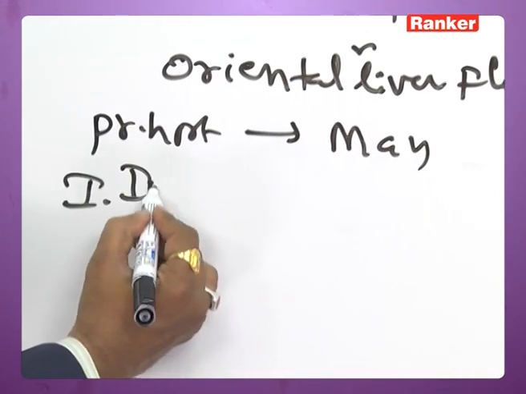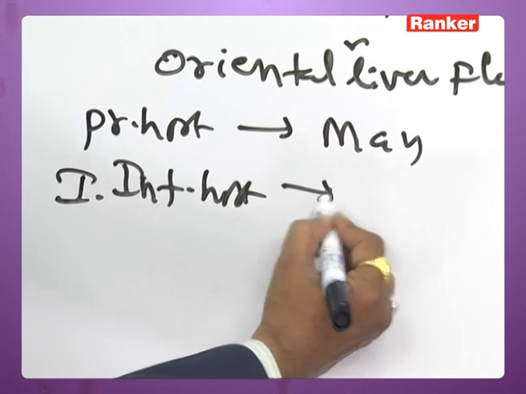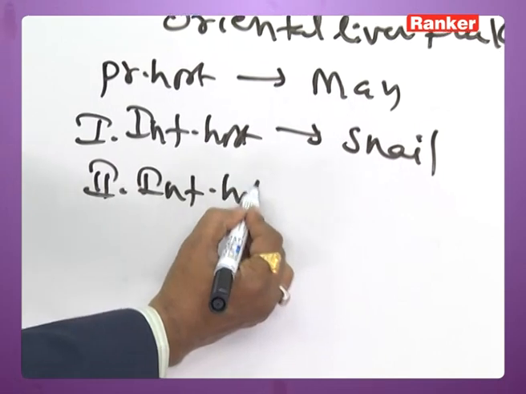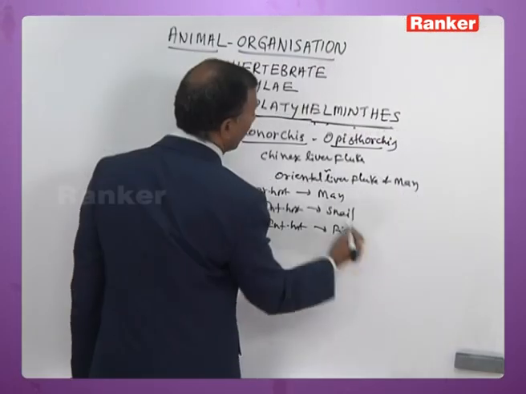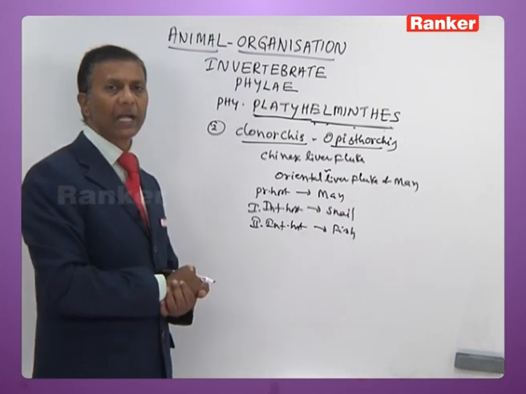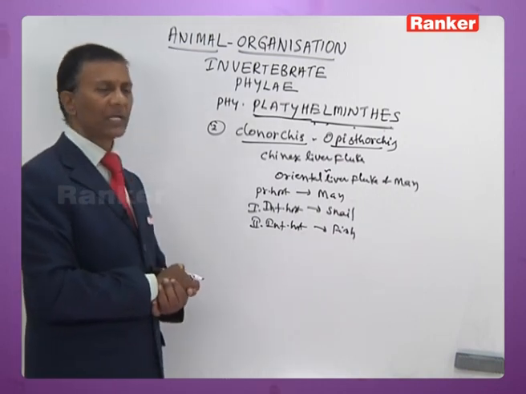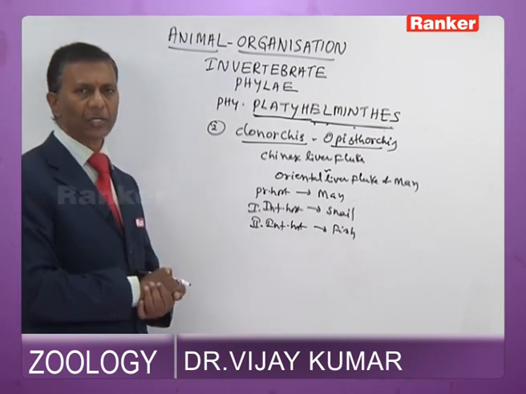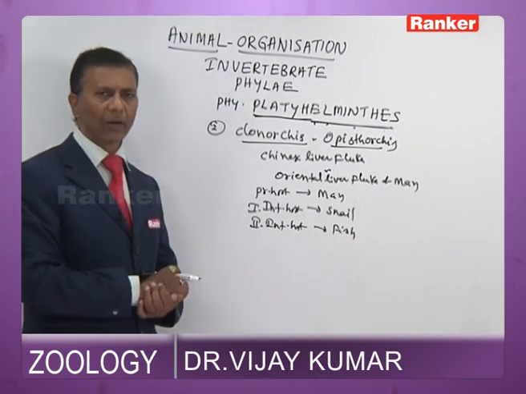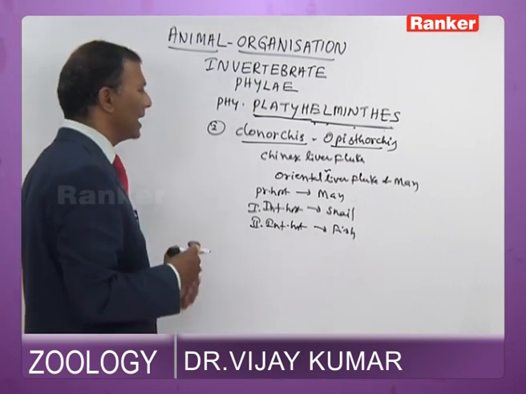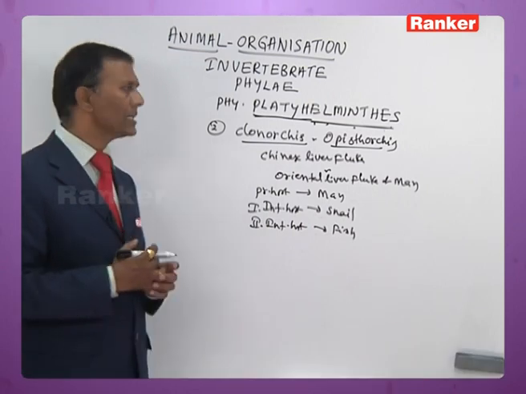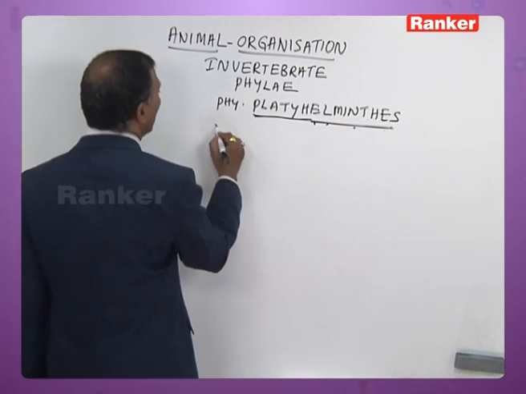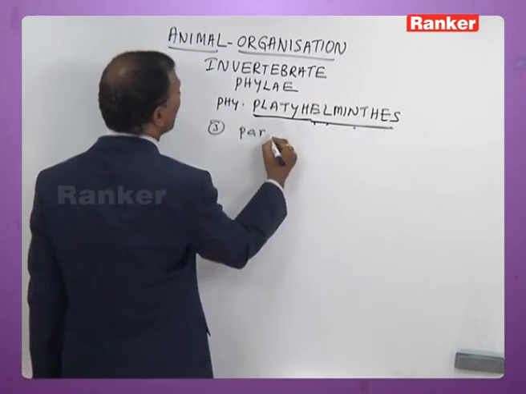First intermediate host is snail. Second intermediate host is fish. So the primary host is man, the first intermediate host is snail, the second intermediate host is fish. People get infected by consumption of contaminated fish, which carry the larva. Those are the important characteristics of Opisthorchis or Clonorchis, commonly called the Chinese liver fluke or Oriental liver fluke of man. We have another example, Paragonimus.